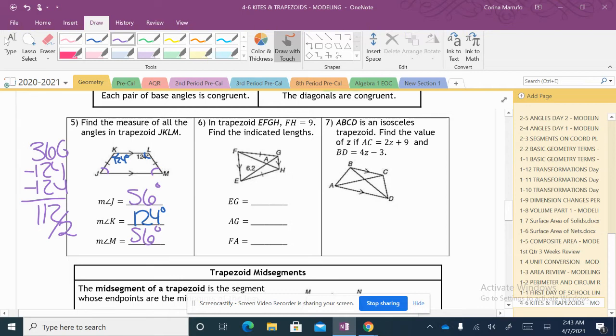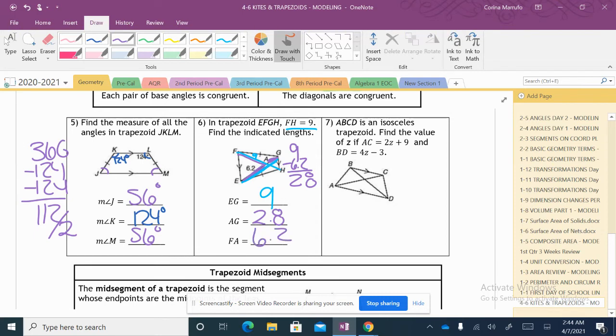All right, so here it says in the trapezoid EFGH, FH equals 9. So from F to H, this whole thing is equal to 9. That means from E to G should also equal 9, the whole thing, based off of the rules they give us. From A to G, they don't tell us what it is, but they do tell us that this is 6.2. So we're going to do 9 minus 6.2. That gives us 2.8. And then last, it asks us from F to A. From F to A should be the same as from E to A. So it'll also be 6.2.